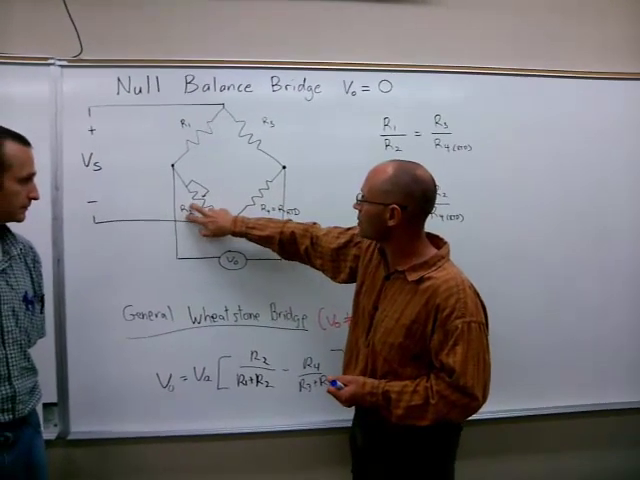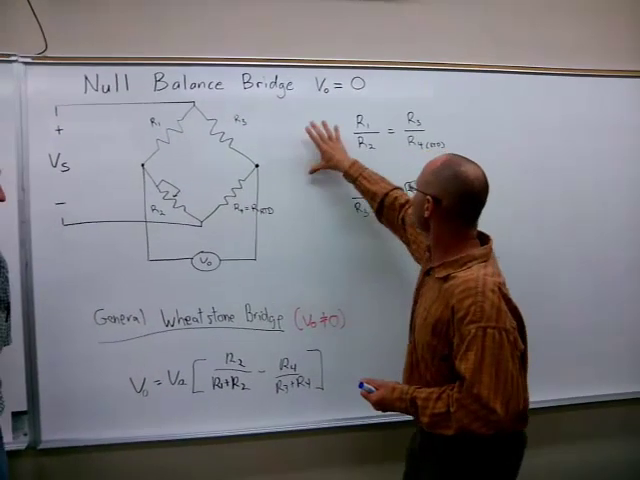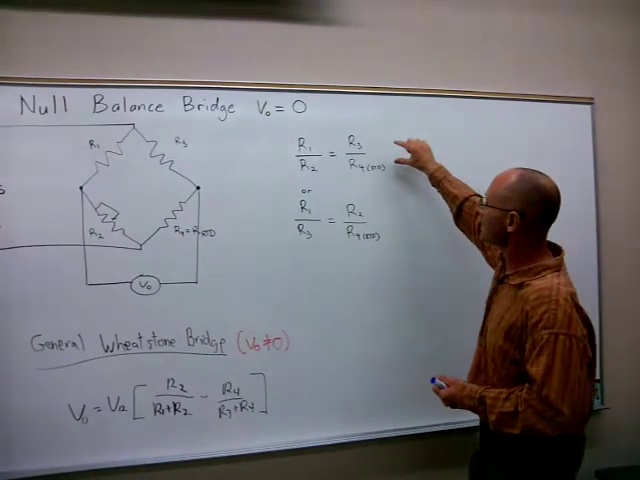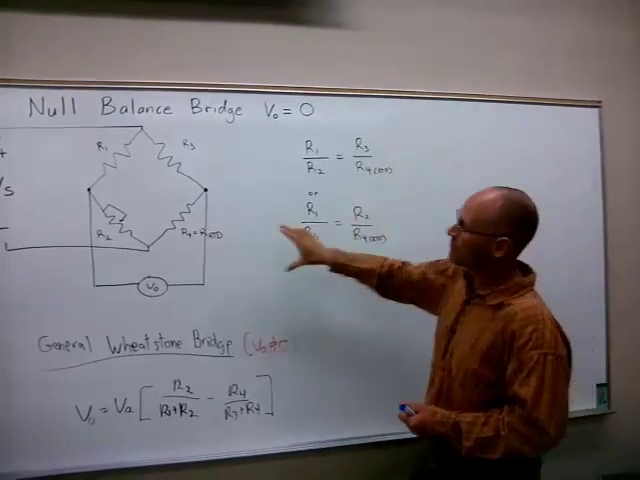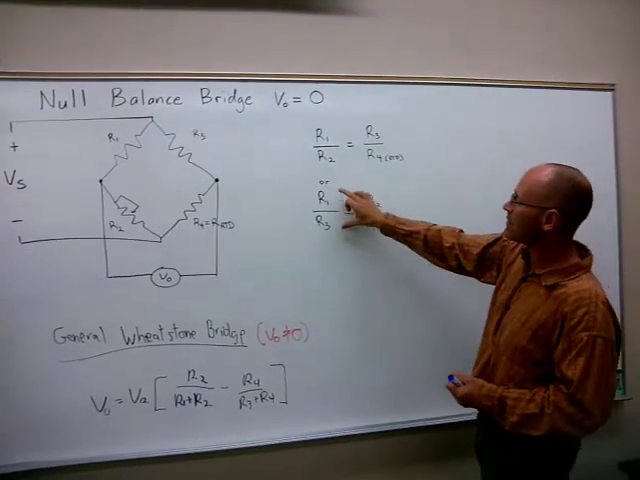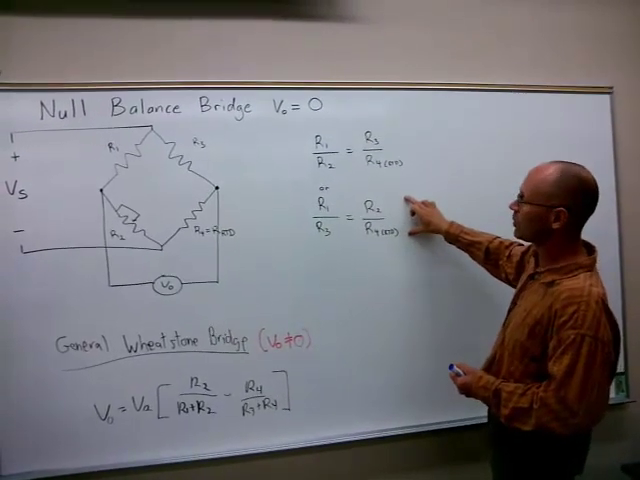And when we make R2 achieve a null voltage, then this simple equation comes into play: R1 over R2 is equal to R3 over R4. So basically that leg is equivalent to this leg. And mathematically it can be R1 over R3 is equal to R2 over R4.